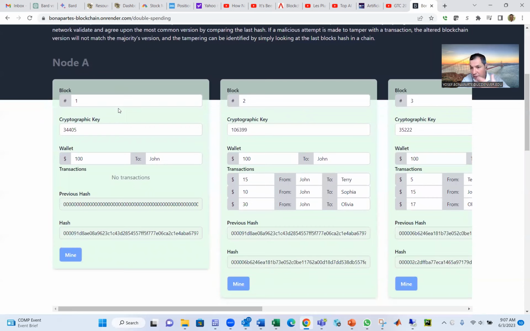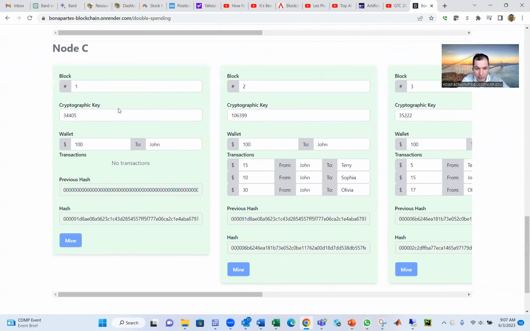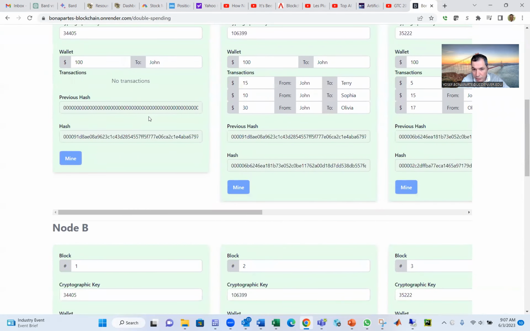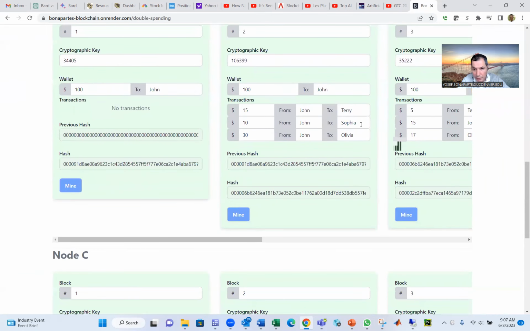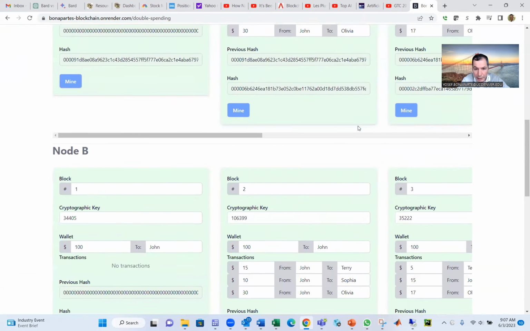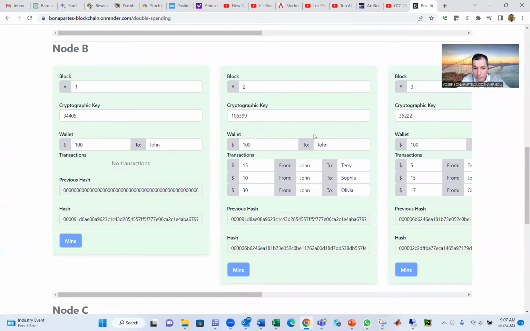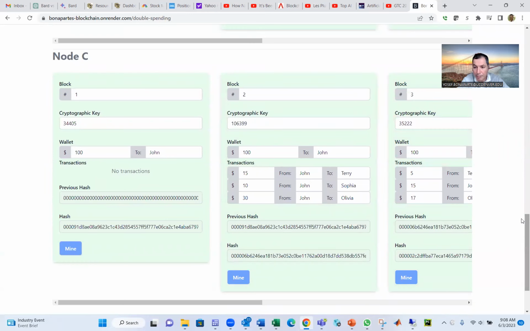Suppose you have a block, and a person in node A, node B, and node C. All of these have the same blockchain, exactly the same. John sent to Terry, John to Sophia, John to Olivia, every block the same. But now the system will go on and accept one of these blockchains. Let's assume the person in node B changed it and said $10, or 1,000, from John's wallet to John, and then approved that, and then mined the second one, and on and on. But nodes A and C did not change.